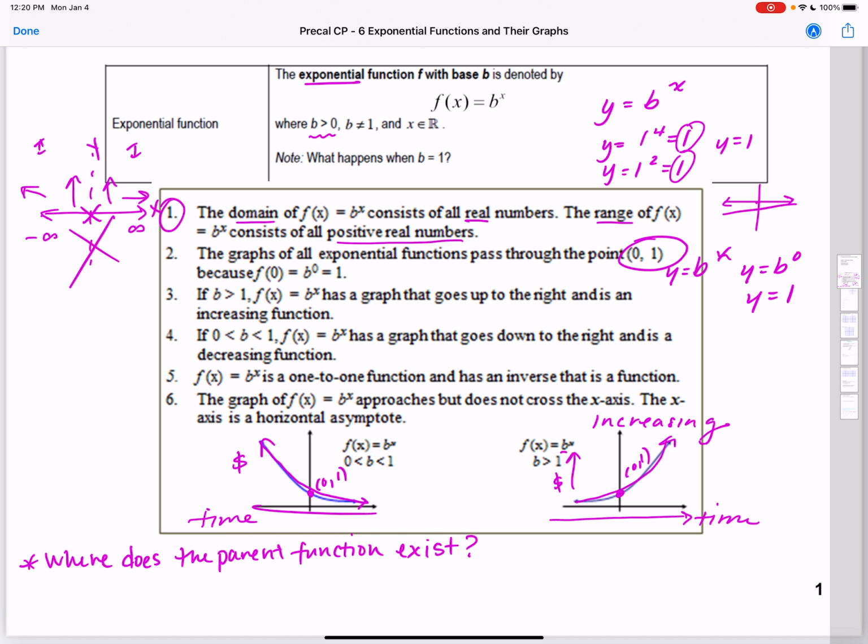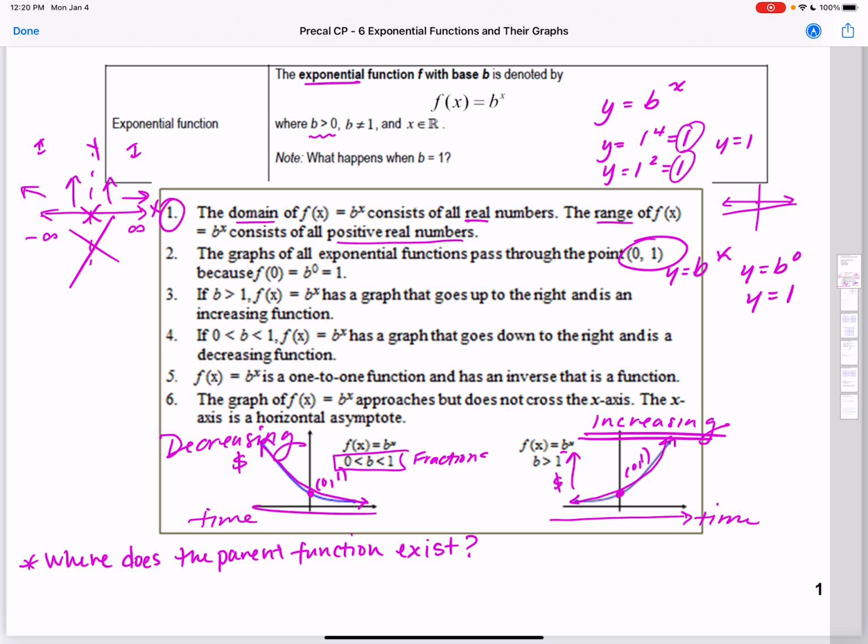So you would want to either get a new job or change that investment or whatever it was. So this is an increasing function, and this is a decreasing function. Now, what makes it decreasing is if your base is something in between 0 and 1. Well, what numbers are between 0 and 1? Those are your fractions, right?